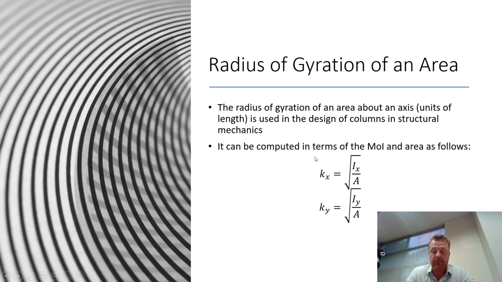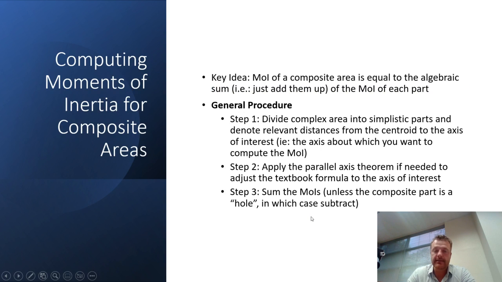Namely, I can define a radius of gyration about the x-axis by taking the ratio of the moment of inertia in x, remember that's in units of length to the fourth, divided by the area of that particular body, which is going to be in units of length squared. So length to the fourth divided by length squared is going to be length squared. When you take the square root, this will just be in units of length. So it's just a measure related to the moment of inertia about both the x-axis and the y-axis.